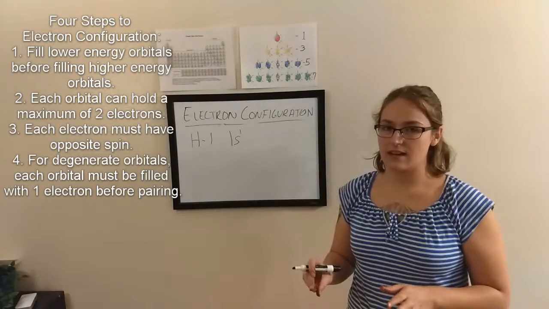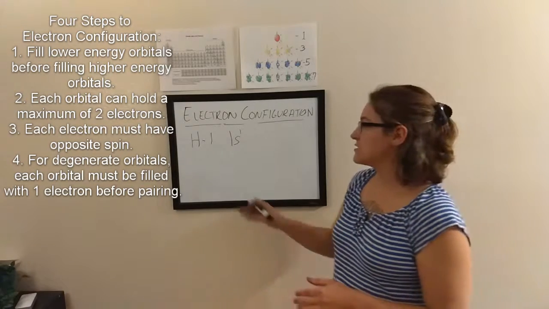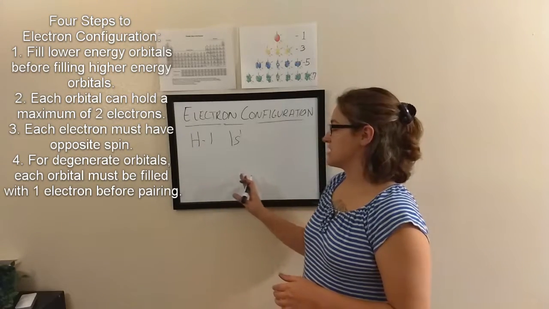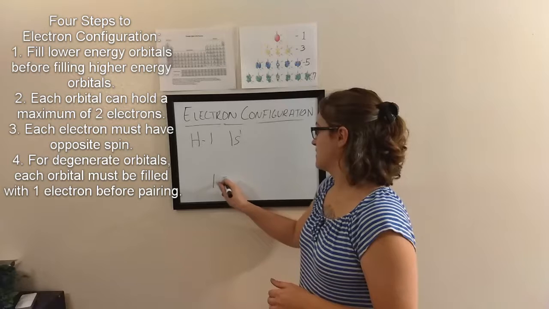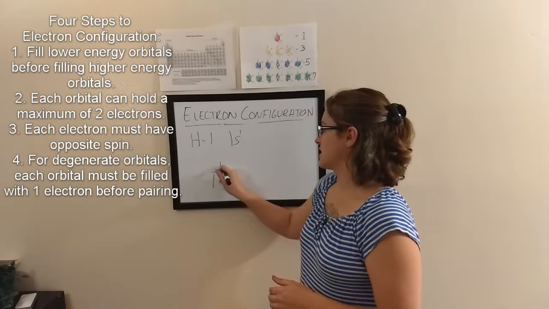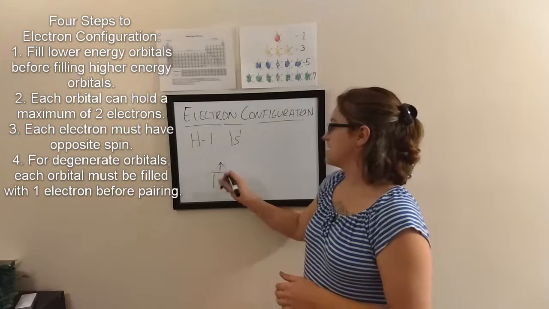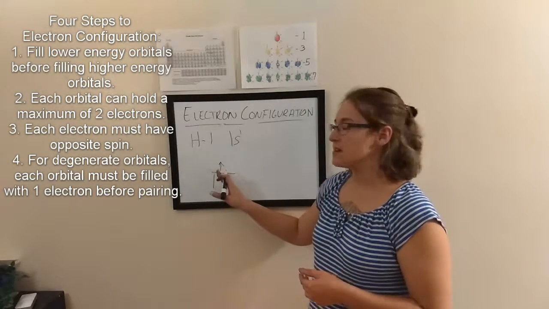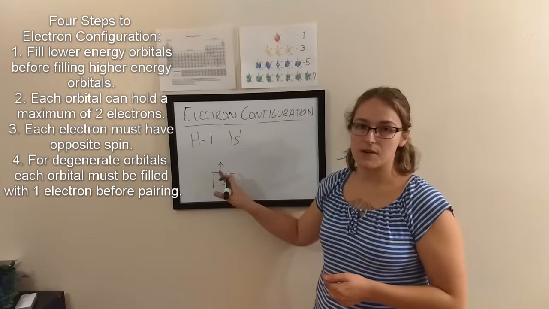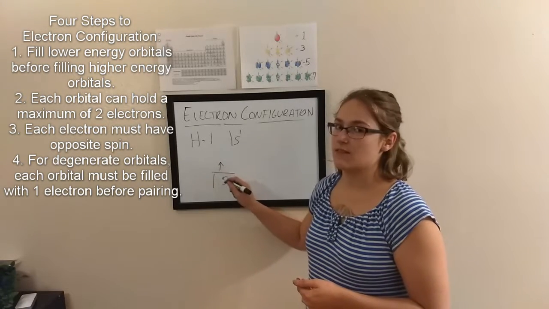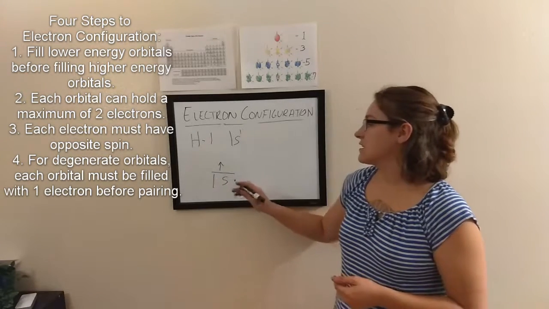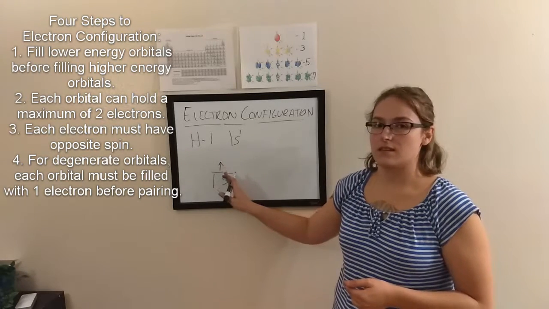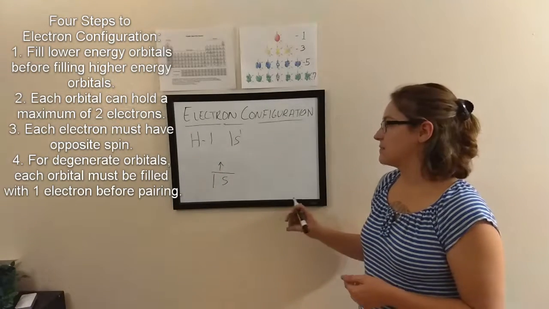Now, an easier way to look at it is with an orbital diagram. So the orbital diagram for hydrogen would look like this. This arrow is the direction of spin. So, like I had said before, every electron has to have an opposite spin. You have to annotate the way the electron's spinning in the orbital diagram.